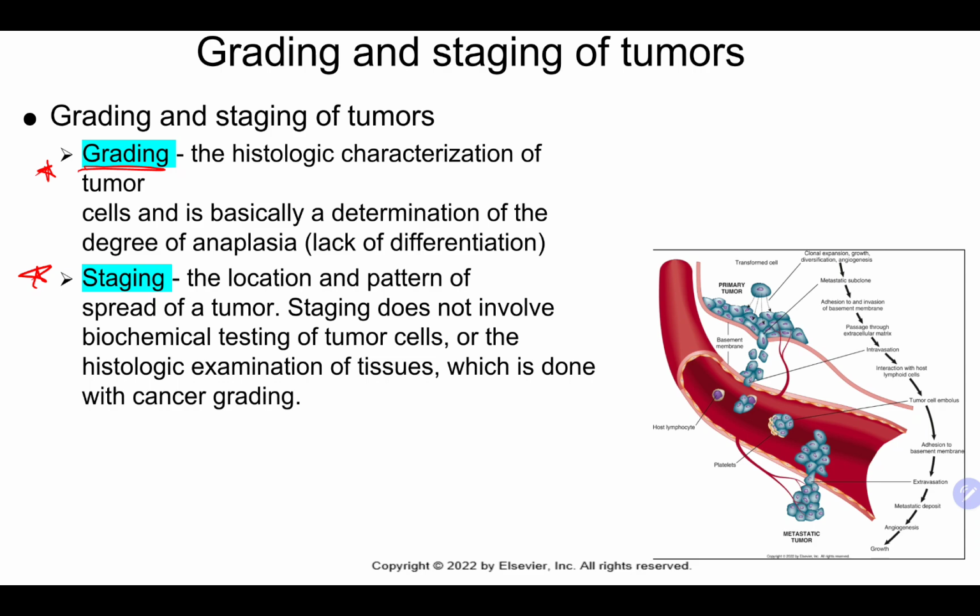And then we have staging. So staging will refer to the localization, or the location, I should say, and pattern of spread of the tumor, right? So how far did it spread, right? That's what we're looking at with staging, right? It doesn't involve biochemical testing of the tumor, though, okay? So you got to also remember that, okay? That's going to be done by cancer grading, okay? So again, understand the difference between grading versus staging, okay?